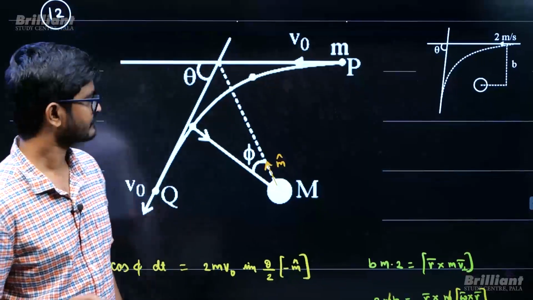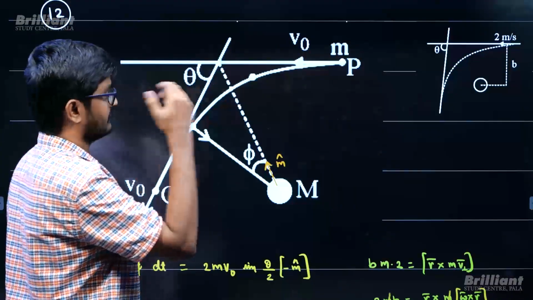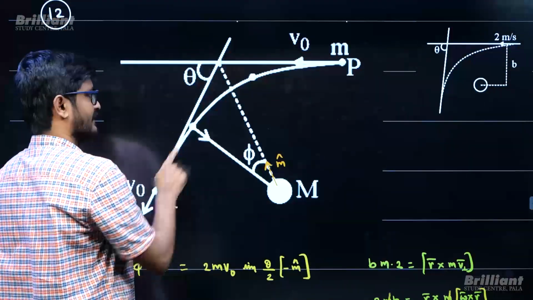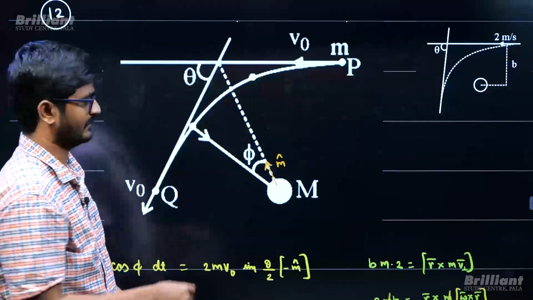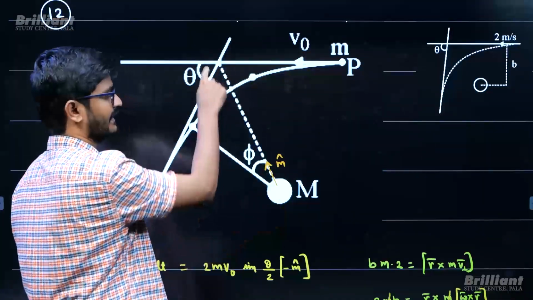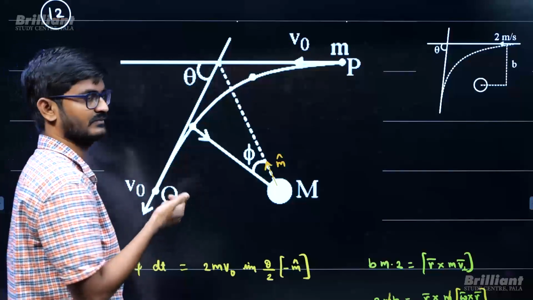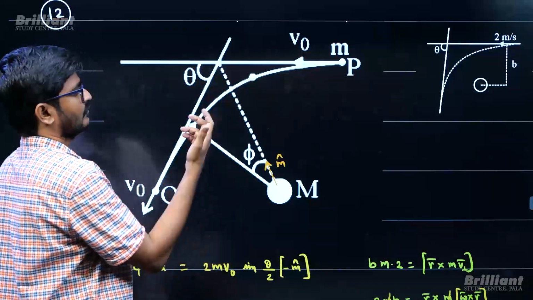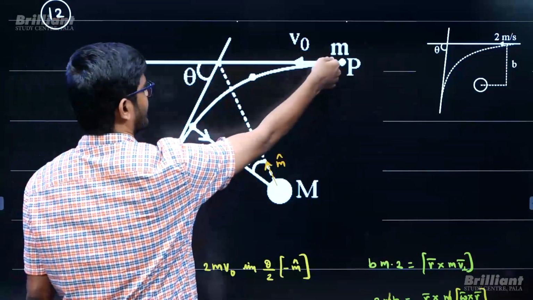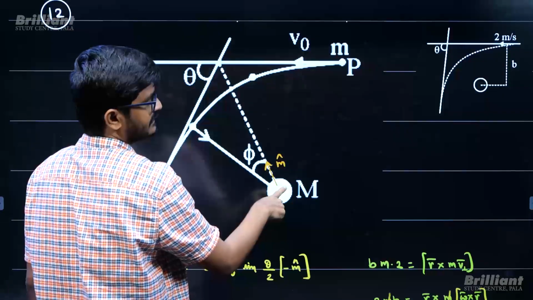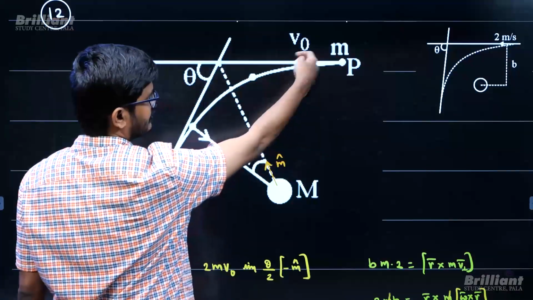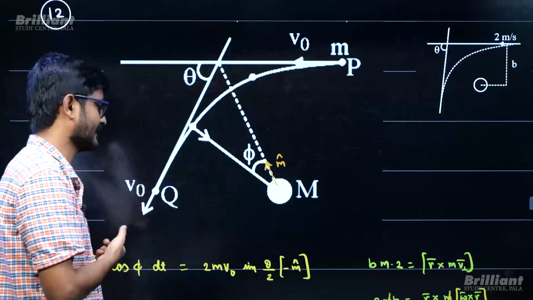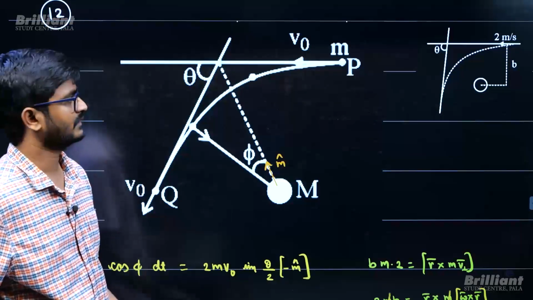You will be extending this ray, and wherever they meet, if you join this line, that is going to be a symmetrical line. That must make sense, obviously. Now there is a change in momentum happening. Initially the potential energy is 0 and the kinetic energy is half m v0 square. Finally also the potential energy is 0, so the kinetic energy has to be half m v0 square.